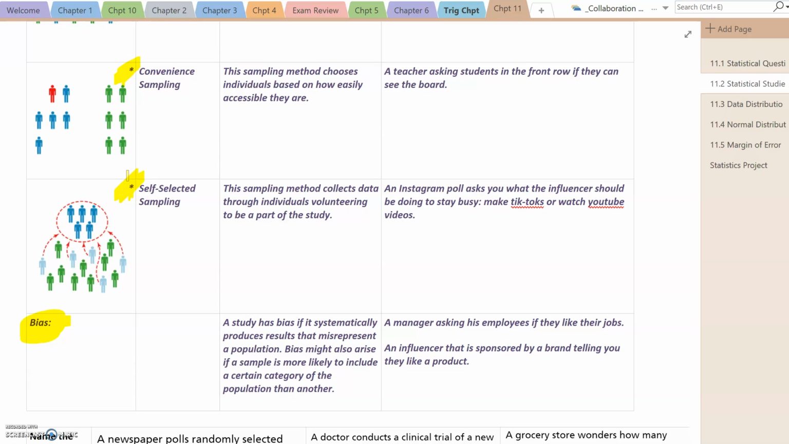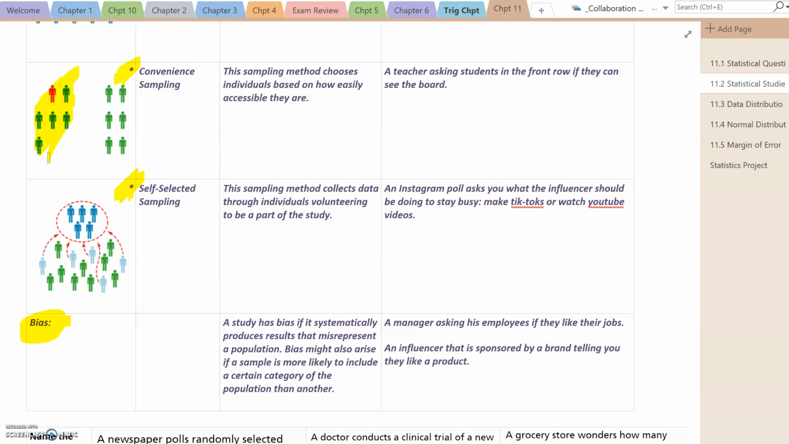An example of bias in convenient sampling is that same example that I used before, the teacher asking students in the front row if they see the board. Well, they might be able to see the board because they're in the front row, but that doesn't mean the students in the back can see the board. So convenient sampling is not a valid or a good way to sample a population because it's not random. So you can't generalize your findings to the entire population.